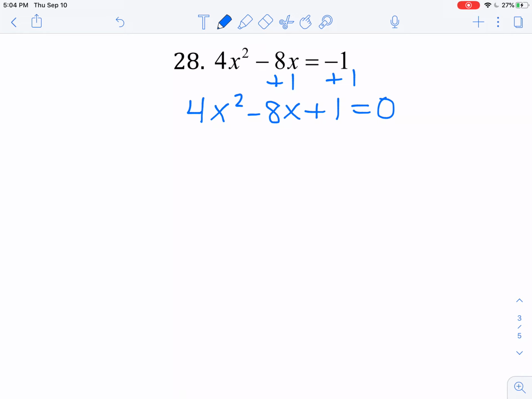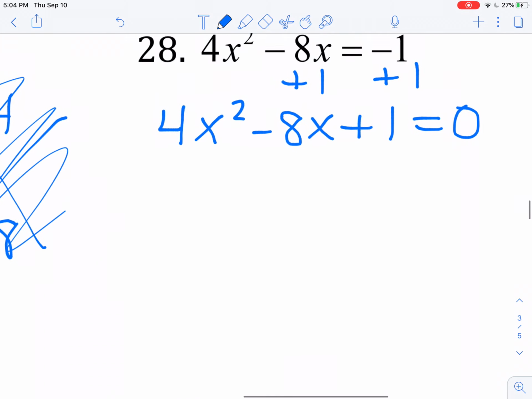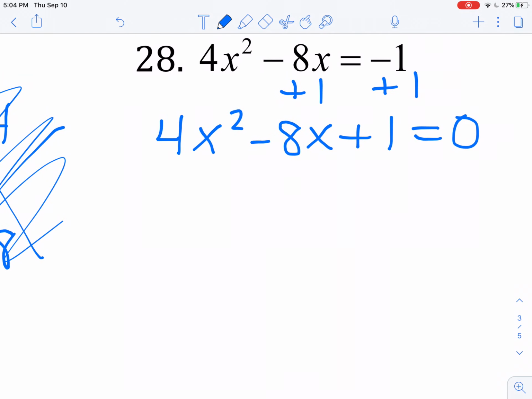And I can try to do big X, and if I try big X, notice that A is not 1, so I have to do 1 times 4 up top, so 4, and then -8 on the bottom. Are there two numbers that multiply to 4 and add to -8? Nope, so that's not going to work. Instead, we've got to use the quadratic formula. So we're in standard form, we're equal to 0, and we're ready to find A, B, and C. So A is 4, B is -8, and C is 1.